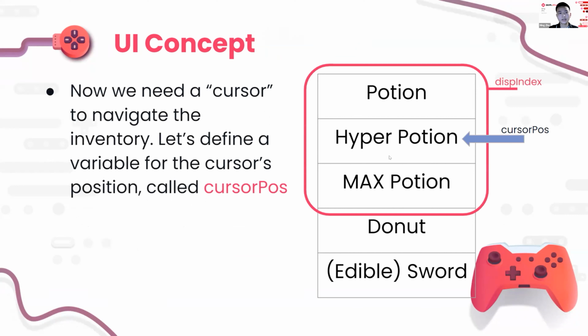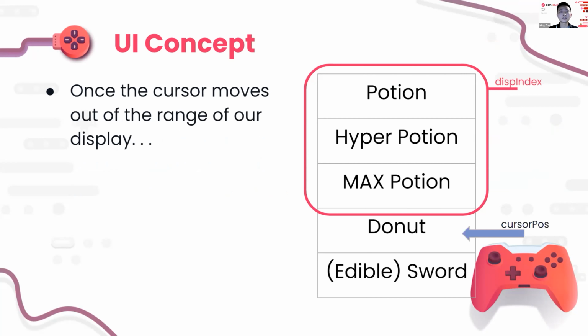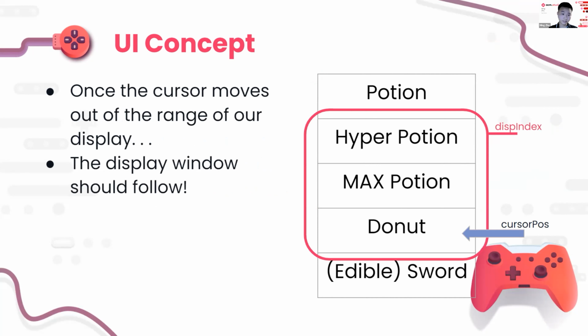So now we'll need a cursor to navigate this inventory, and let's define the cursor's position, called cursor pause. This would be relative to the display window, which means that cursor pause will only go from 0 to 2, 0 being up top and 2 being on the bottom. This cursor should be able to move freely within the window. And once it moves out of the range, it should drag the display window with it. All right, after that brief explanation, let's try to implement that.